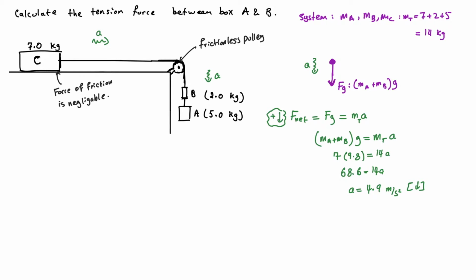Based on this result, I know that this box C is accelerating in this direction at 4.9 meters per second squared, and both boxes A and B are also accelerating in this direction, or downwards, at 4.9 meters per second squared. I found what my acceleration for the whole system is, or what every object is experiencing in terms of their acceleration, and that makes it a lot easier to calculate the tension force between A and B.